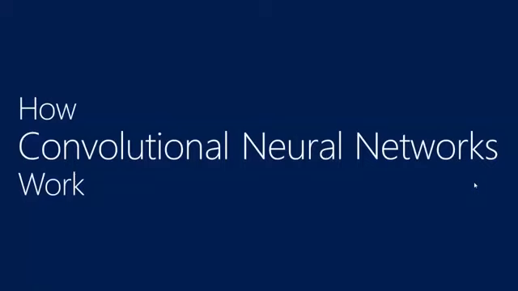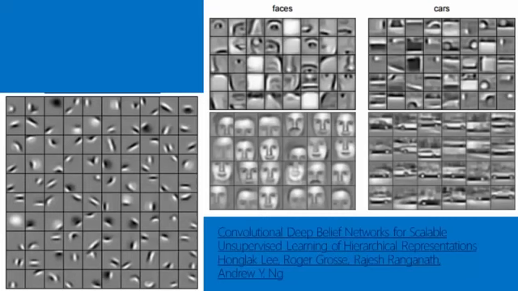Hello. Welcome to How Convolutional Neural Networks Work. Convolutional neural networks, or ConvNets, or CNNs, can do some pretty cool things. If you feed them a bunch of pictures of faces, for instance, they'll learn some basic things like edges and dots, bright spots, dark spots.